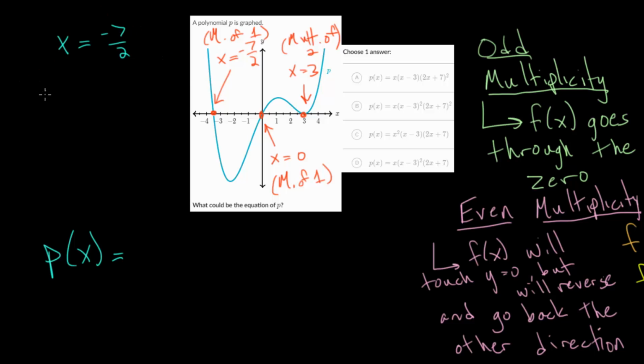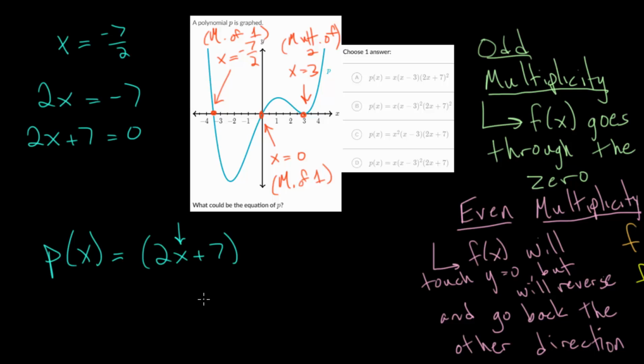So let's start by multiplying each side by 2, and then adding 7 to each side. So you get 2x plus 7 equals 0. So that's one of our factors. And you can see that this makes sense because if you plug in minus 7/2 here, the 2's would cancel, and you get minus 7 plus 7, which is 0. So this one makes sense.